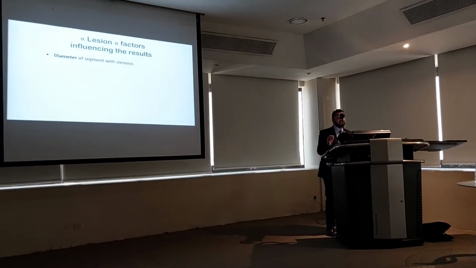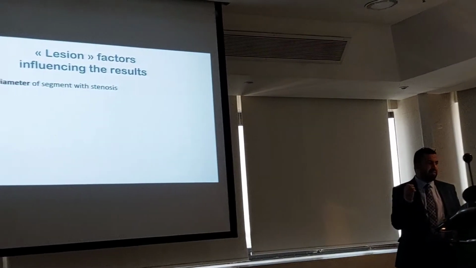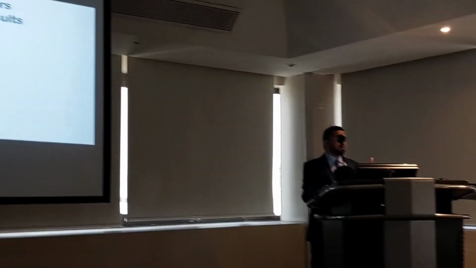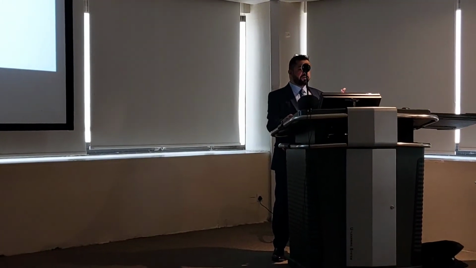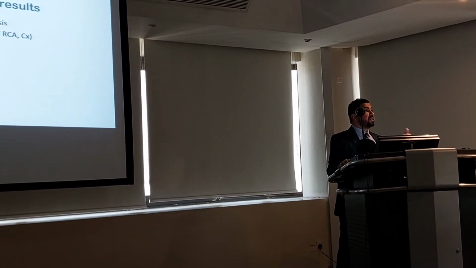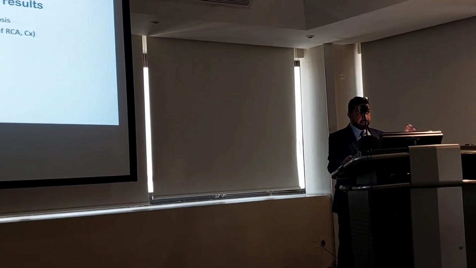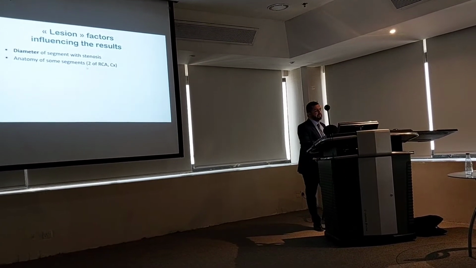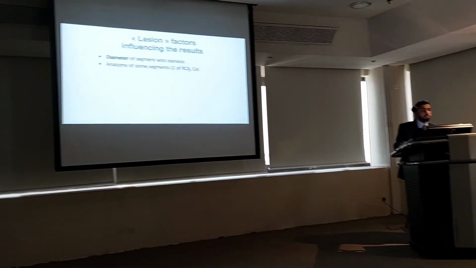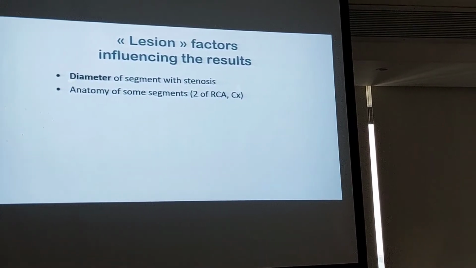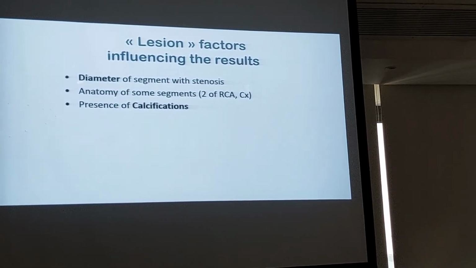So now there are some factors for the quality of the procedure related to the lesion itself. The diameter of the segment with stenosis, so how much it is, the one I was explaining before: 10%, 20%, 50%, severe stenosis. This sometimes makes it easier. The anatomy of some segments, the second segment of the RCA, is usually the most challenging if the patient's heart is not very well controlled, and the circumflex. And if there is calcification.